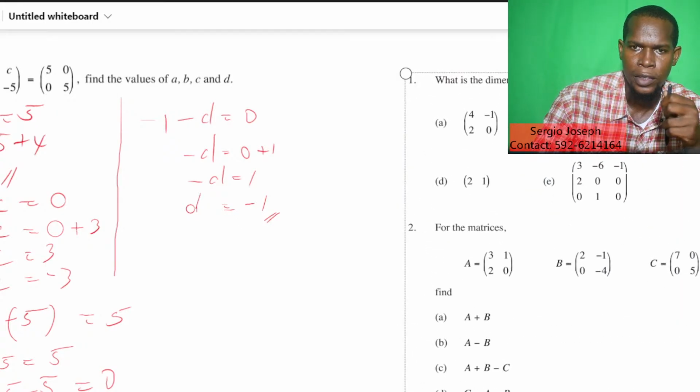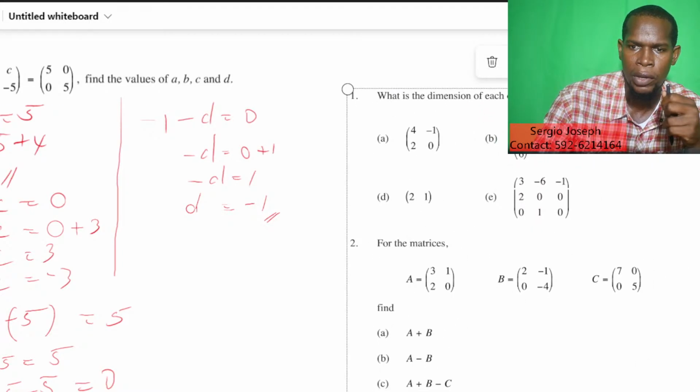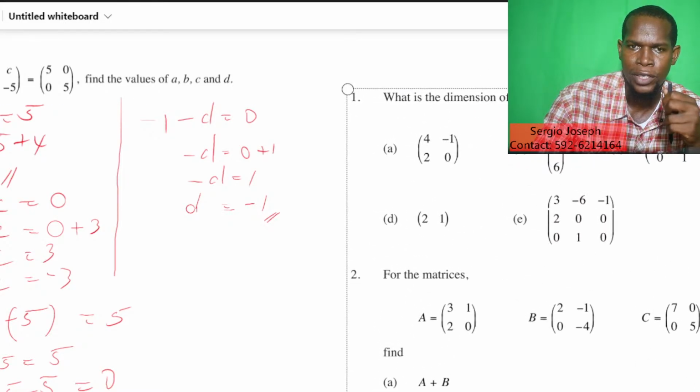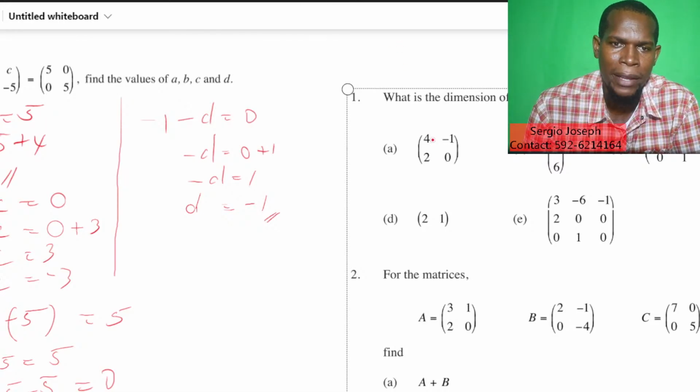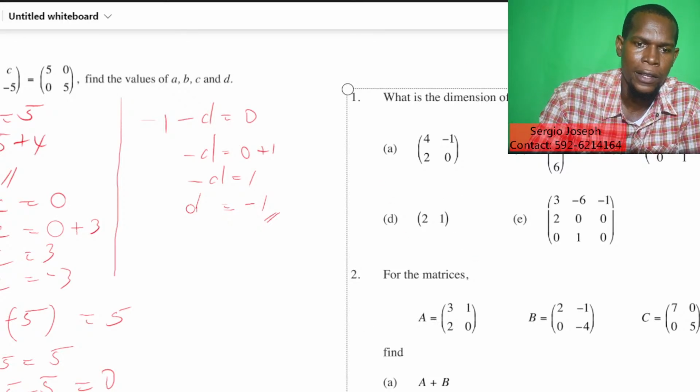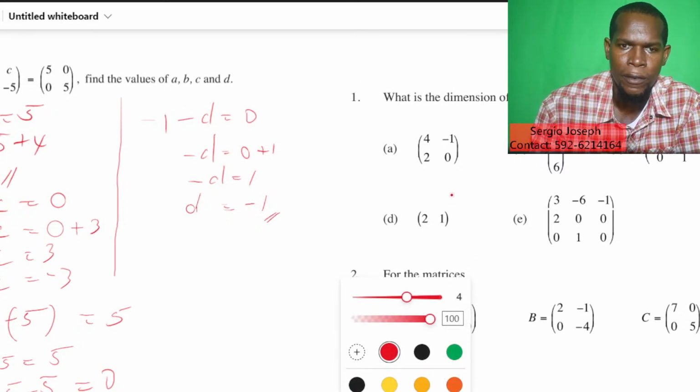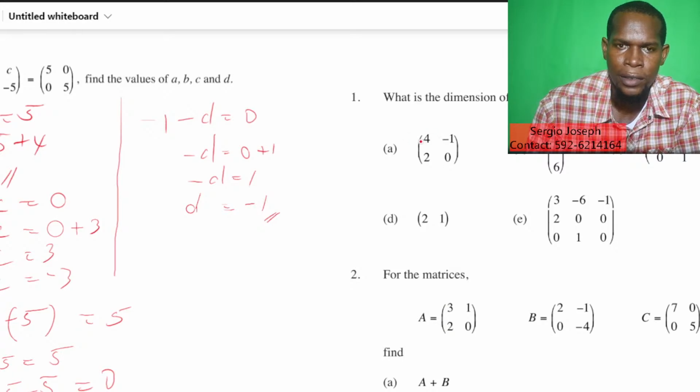Let's begin this. Quick questions, to spark some interest. What is the dimension of each of the following matrices? When they ask you for dimensions, you look at the number of rows times the number of columns. That's an easy concept, I believe. So let's go. Here, we have 2 rows. How many columns? C1, C2. So we have R1 and R2. Therefore, we have a 2 by 2 matrix.